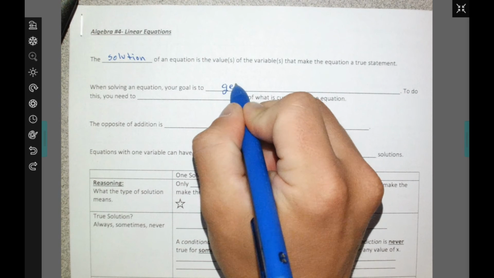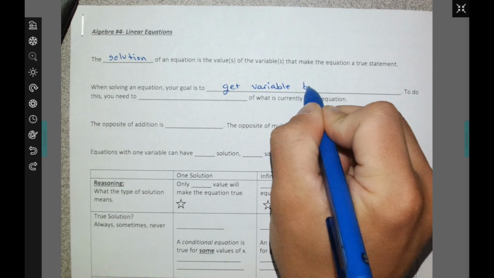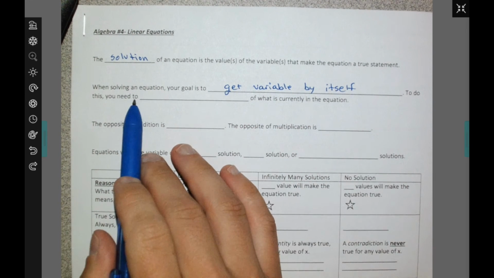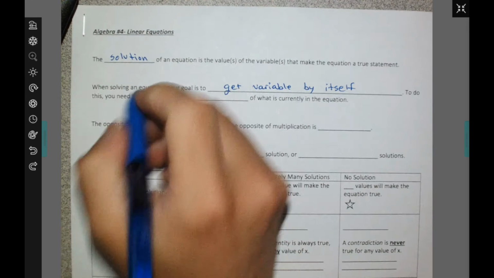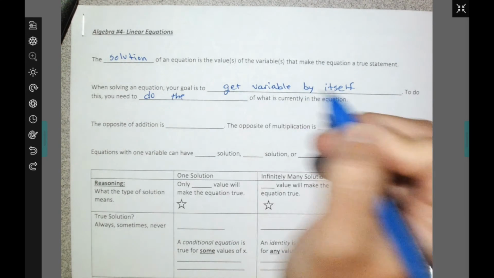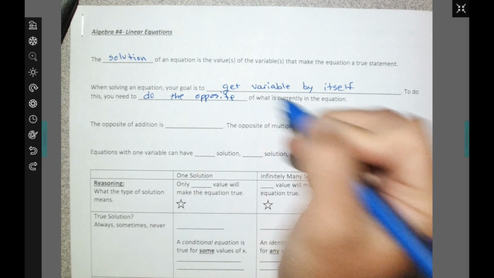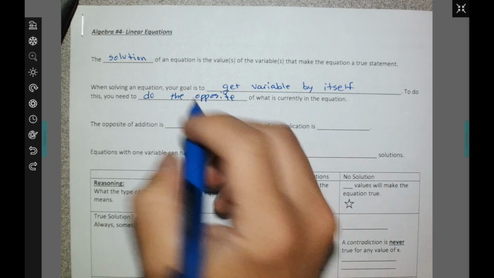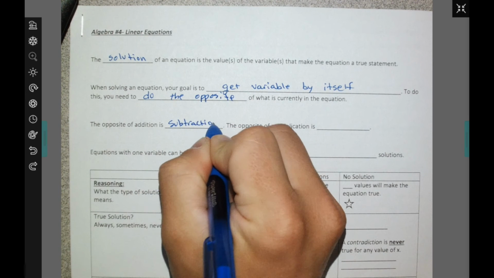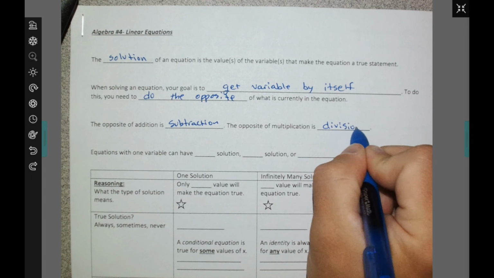So get the variable by itself. To do this, we need to do the opposite operation. So do the opposite of what is currently in the equation. The opposite of addition would be subtraction. The opposite of multiplication is division.